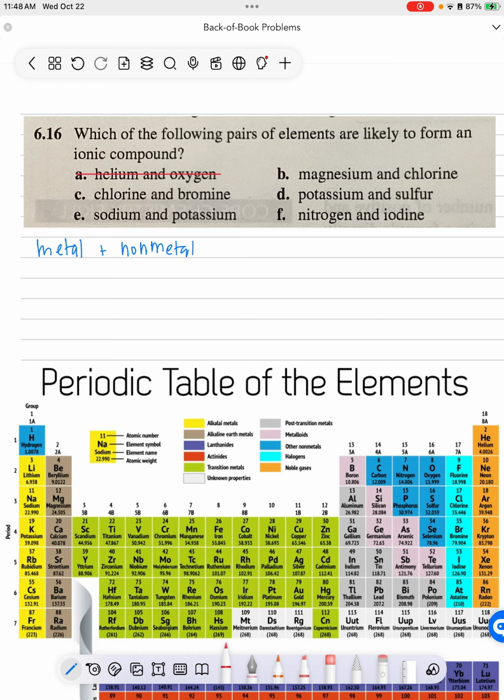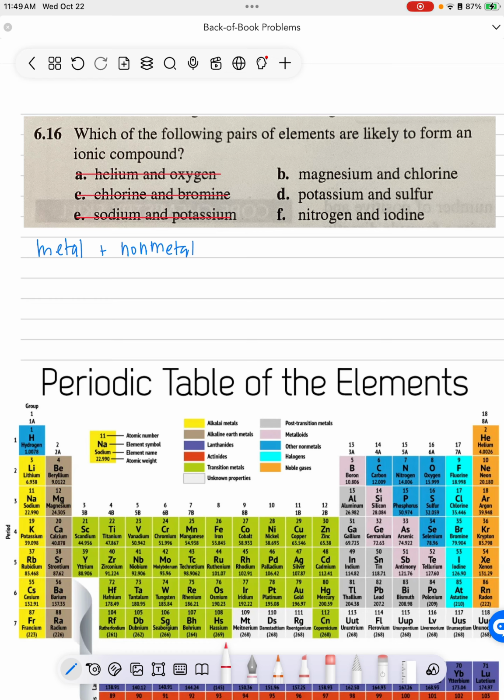Then we have chlorine and bromine, which are both nonmetals. So here's chlorine, here's bromine. Those are two nonmetals, and we know we're looking for a metal and a nonmetal. Okay, now we have sodium and potassium. Here's sodium and here's potassium. Well, that's a metal and a metal, so that's not what we're looking for.